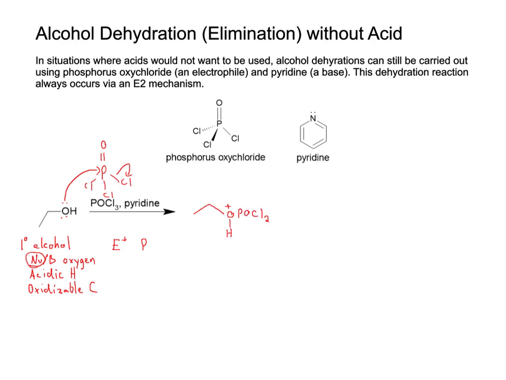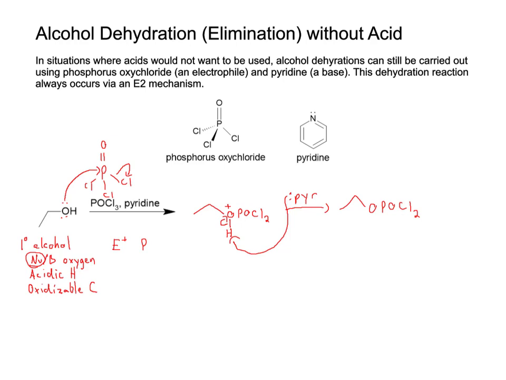When we add on that POCl2 group, this hydrogen on the oxygen becomes a lot more acidic due to resonance stabilization of its conjugate base. So that means that pyridine, which I'll just abbreviate PYR, with a lone pair, is simply going to come in and do an acid-base reaction and remove that hydrogen, giving us the intermediate that's shown here.